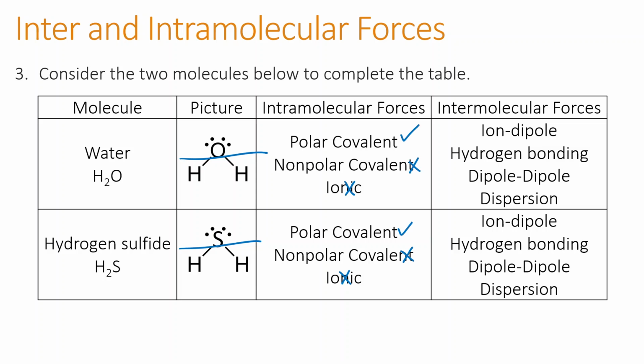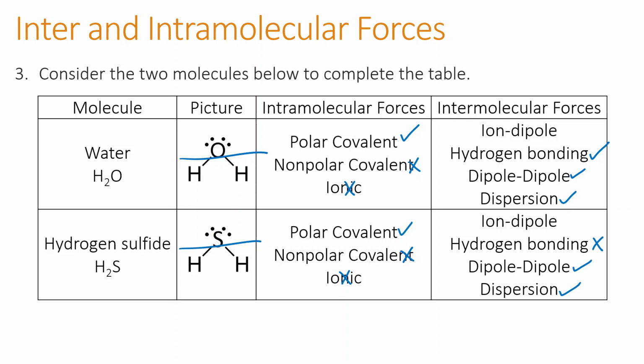Now let's talk about the intermolecular forces that are present. The weakest we have on here is dispersion. This happens in all molecules. These are both molecules, so they both have dispersion. Both of these molecules are also polar, so they've got dipole-dipole forces as well. In order to hydrogen bond, we need a hydrogen attached to an F, O, or N. So we see that in water, but we don't see that in hydrogen sulfide.